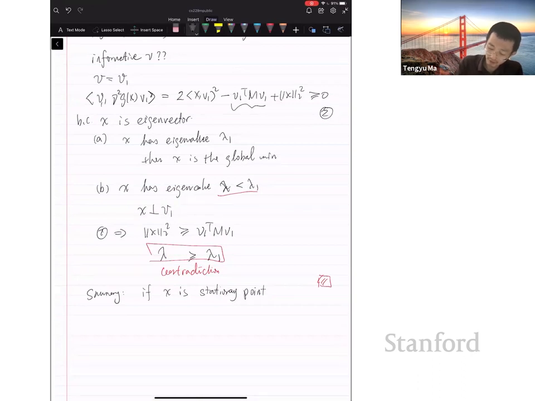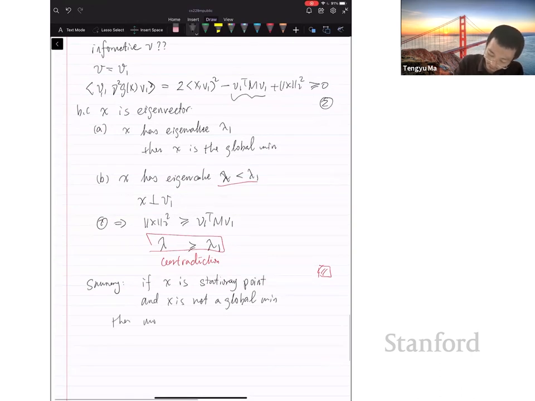So if X is a stationary point and X is not a local min, and X is not a global min, then moving in the V1 direction doesn't really change your function value much, right? Because you are at a stationary point, that means your point is flat. So changing in the V1 direction wouldn't change it by a lot. It would only lead to a second order improvement.